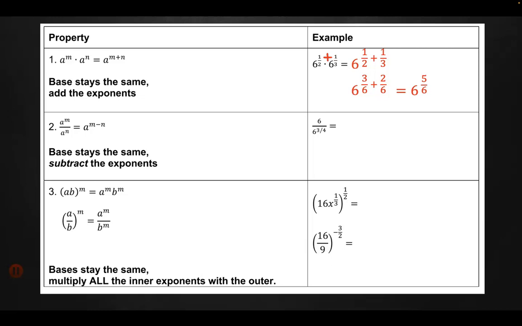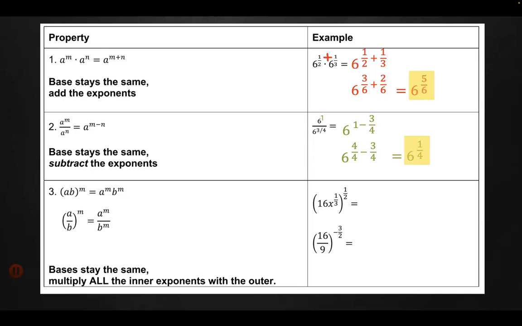Now in my second property, I'm going to be dividing like bases. So notice that my base is going to stay the same, and I'm actually now going to subtract my exponents. So in the example on the right-hand side, notice that the bases are the same. In my numerator, notice that I don't have an exponent, but you always know that it's a 1. Now I'm going to subtract 1 minus 3/4. I do have to find a common denominator, which is going to be 4. I've got 4/4 minus 3/4, which does get me 1/4. And notice that the base is going to stay as the 6.